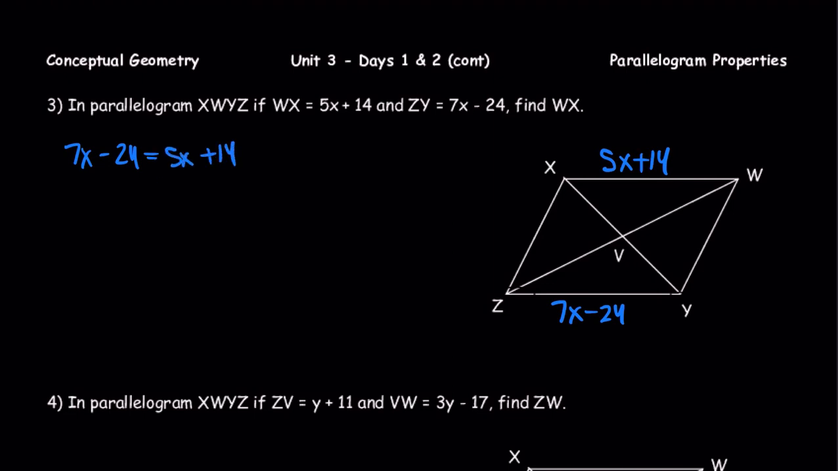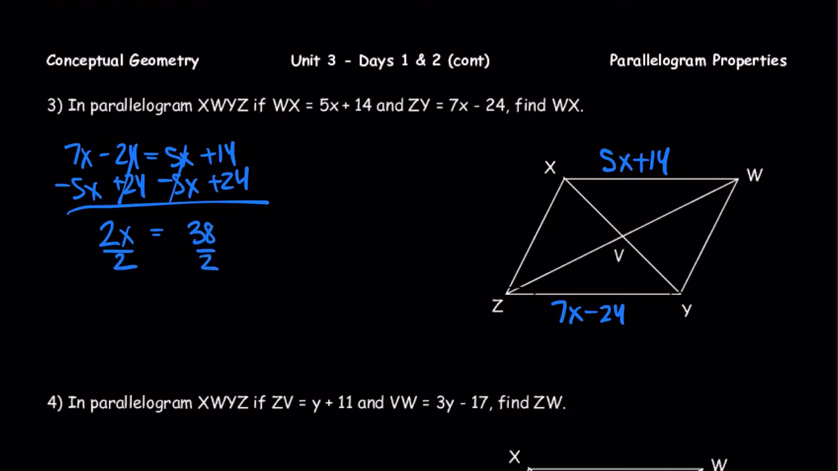I'm going to subtract 5x from both sides. And while I'm doing that, I'm going to add 24s. I need 24 to be on the right side. 7x minus 5x is 2x. And 14 plus 24 is 38. Divide both sides by 2. And x equals 19. Now remember, we're not done when we get 19.